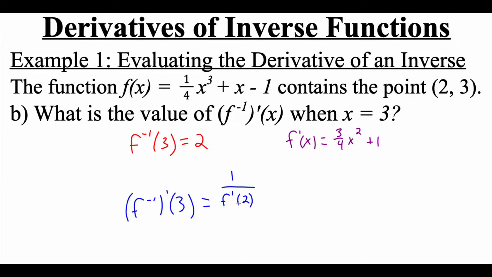But we're finding this derivative, so we want to do 1 over f prime at 2. So I'm going to take 2 and plug that in for x right here in the derivative. So we get 3/4 times 2 squared plus 1. 2 squared is 4. 3/4 times 4 is 3, but then we still have to add 1 to that, so that's 4. So we know that f prime of 2 is 4. So down here, we're going to get 1 over 4 as the derivative of our inverse at the x value of 3.